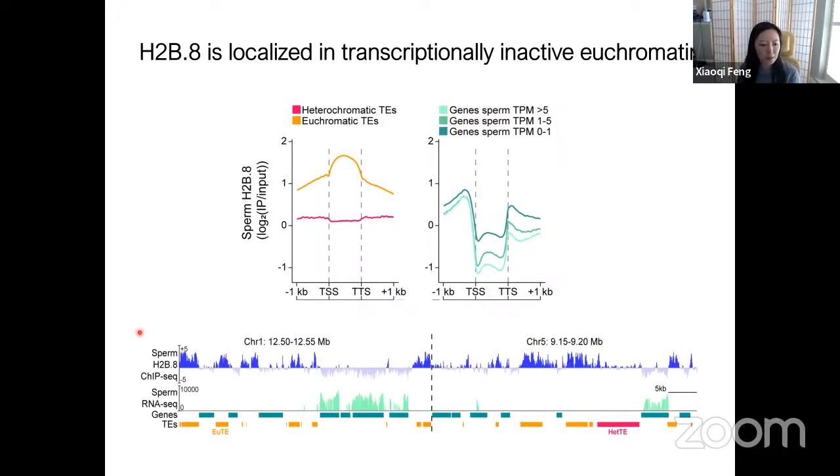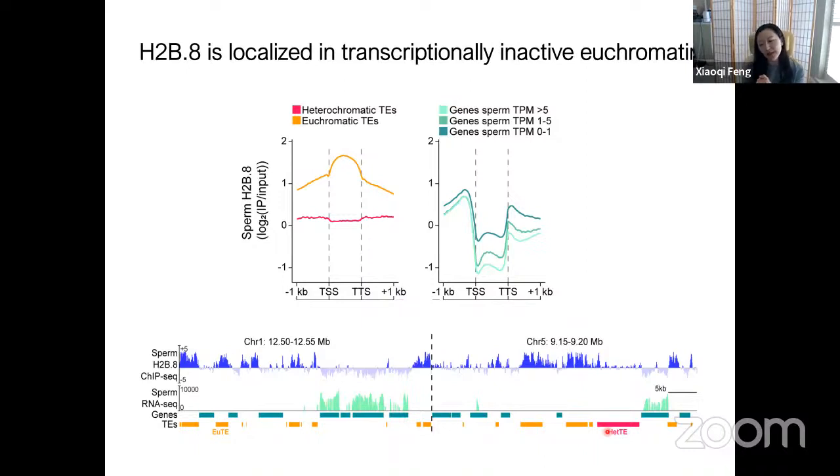With the lighter the color showing more transcription, you can appreciate that H2B.8 is especially depleted from transcribed genes. So here it just shows how it looks in the genome. On the top, this is H2B.8 abundance, and this green track shows transcription, and these green boxes show genes, and orange and magenta boxes show euchromatic and heterochromatic transposons respectively. So you can see that H2B.8 is abundant at euchromatic transposons and regions that are not transcribed, but depleted from transcribed genes, and also low in heterochromatic transposons. So this means that H2B.8 actually aggregates euchromatin by bringing together transcriptionally silenced regions.